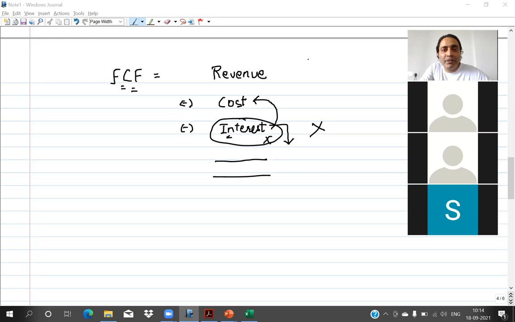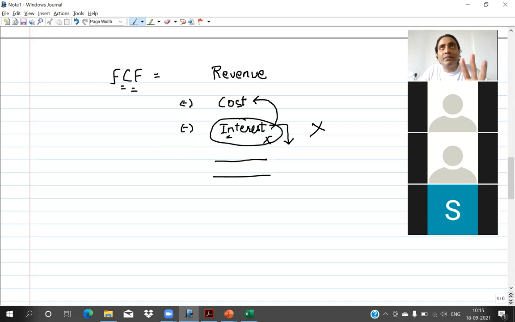ठीक है? तो ये आपको समझना है कि क्यों interest minus नहीं करना. Many a times students in the exam setup, free cash flow calculate करना है. ठीक है? They end up deducting interest. Interest भी minus कर ले. They don't understand कि अरे नहीं, ये concept ऐसा है, interest minus नहीं करना है इस case में. In some things, in some cases, interests are to be deducted as well.